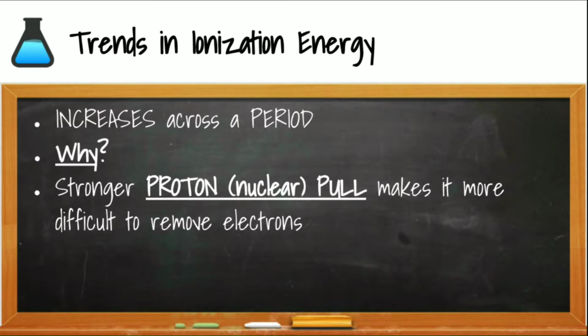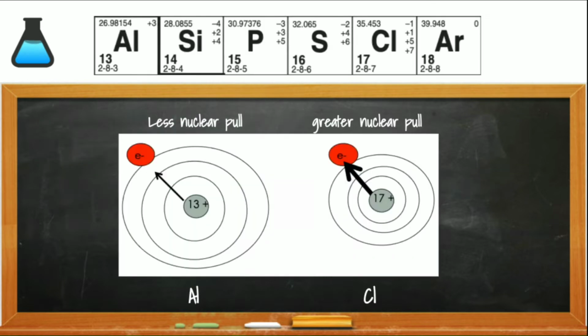Now, why does ionization energy increase across the period? Because as we move across the period, we add one more proton to each nucleus. This creates a stronger nuclear pull, which makes it more difficult to remove electrons. So when we compare aluminum, which has 3 principal energy levels of electrons, to chlorine, which also has 3 principal energy levels of electrons, we can see that chlorine's more positive nucleus is going to pull on the electrons more tightly, making them more difficult to lose.